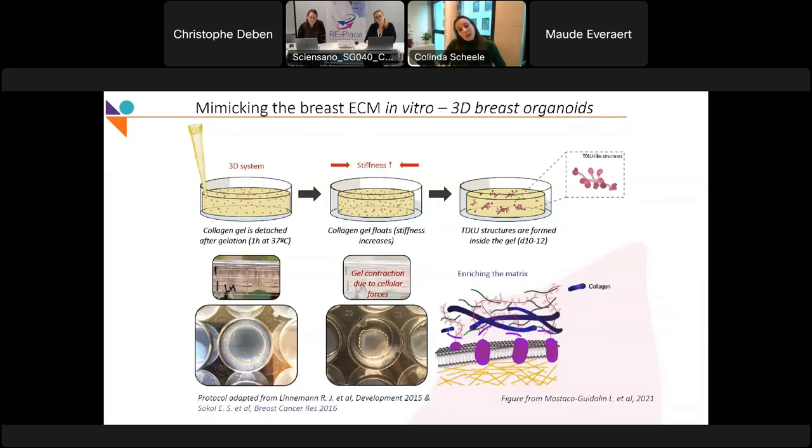But what we already very quickly noticed, and I will not show you all the data, is that just using collagen as a gel is not enough, because we lost a lot of important cell types for the breast. So what we decided to do is enrich the matrix. So we don't just use collagen to make these hydrogels, we add fibronectin, hyaluron, and also laminin. So now we have a more complex extracellular matrix that we think already is getting closer to the real environment in the breast.